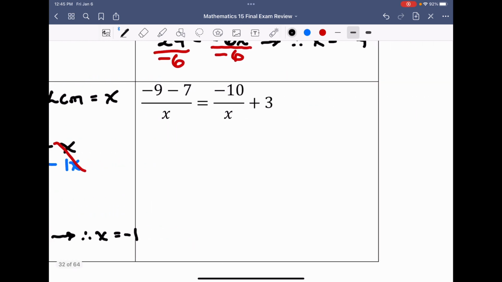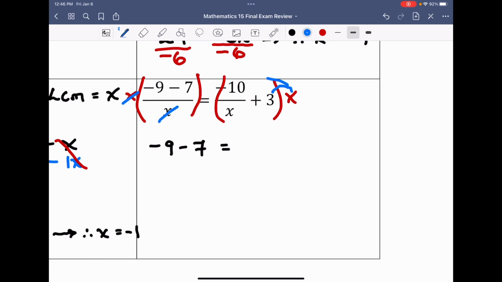All right, now, very similar to the last problem, same idea. We're just going to multiply everything by that LCM, which in this case is x. When I multiply everything on both sides by x, we're going to see that the x on the left is going to eliminate, because it's x divided by x, which will eliminate, and I'm going to be left with negative 9 minus 7 is equal to, now I have to distribute this x on the outside. That's going to be x over x, which eliminates that x and just leaves me with negative 10 plus 3x.